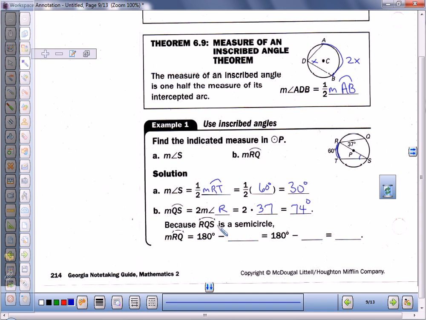All right, now, if we look at this, do you see that QS right here is a semicircle? So if we wanted to know RQ, we would just take this 180 and subtract away the measure of QS. Well, QS is 74, so RQ would be 106. Any questions?